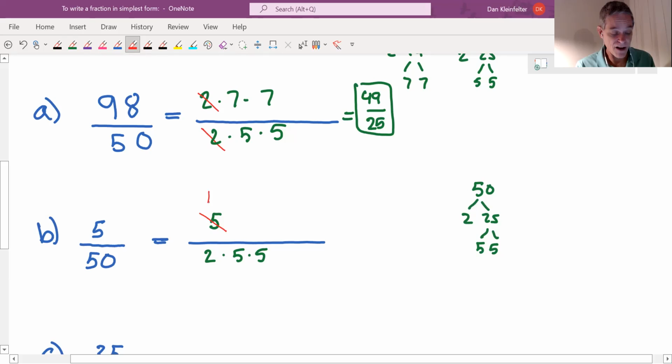5 divided by 5 is 1. 5 divided by 5 is 1. And so what's left in the numerator is a 1. And then in the denominator, 2 times 1 is 2, times 5 is 10. So we have 1/10.